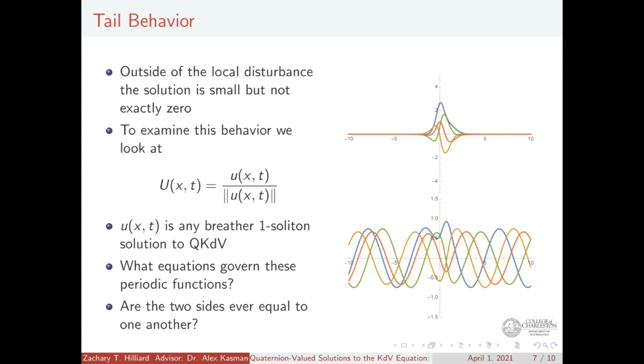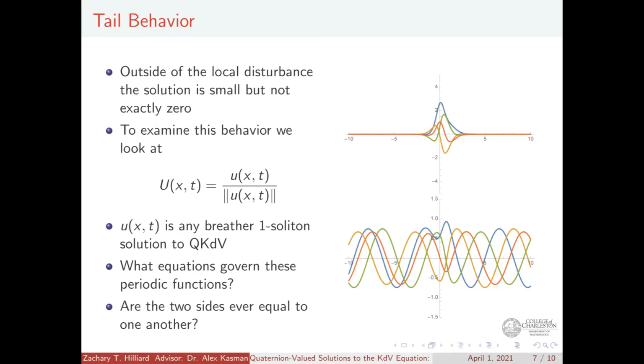Now, the next thing that we looked at was the tail behavior of one soliton solutions. So we have this localized disturbance in the middle, which is our soliton, but outside of that local area, the solution is very small, but not exactly 0. In order to examine this behavior, we decided to take our solution U and divide it by its length, or its modulus. And what that does is, when you graph everything, the highest value that it can attain is 1 or -1.